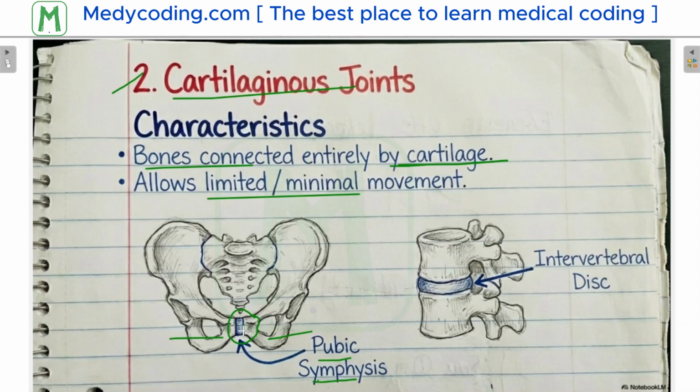Another example of cartilaginous joint is the intervertebral joint. You can see in this image, these are two vertebral bodies that are joined by an intervertebral disc. So these are examples of cartilaginous joints. Let's move to our important topic, that is the synovial joint.